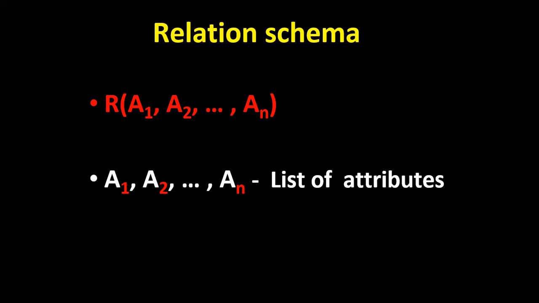So then based on this relation, we can give some structure for the relation. So that is the relation schema. Relation schema gives the structure for relational data model, and the structure is in this form. We need to write the name of the relation followed by a set of attributes A1 to AN, where R is the relation name and A1 to AN are the list of attributes. Any relation in the relational data model should be represented in this format.